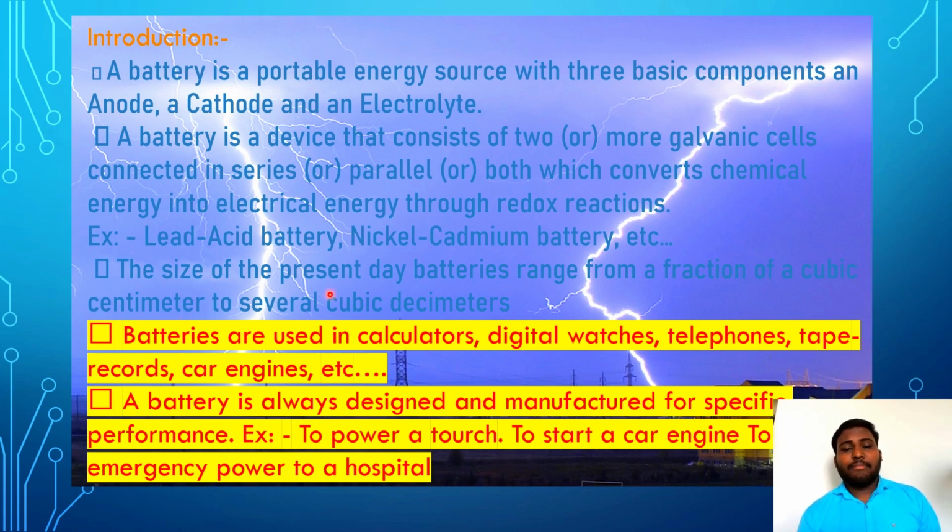The size of present-day batteries ranges from a fraction of a centimeter to several cubic meters. Batteries are used in calculators, digital watches, telephones, tape recorders, and car engines, etc.